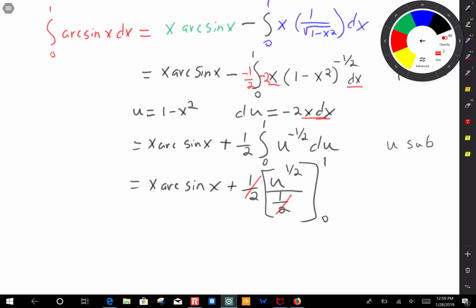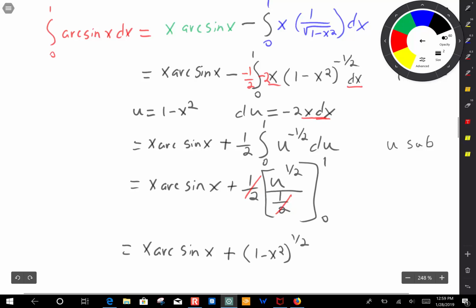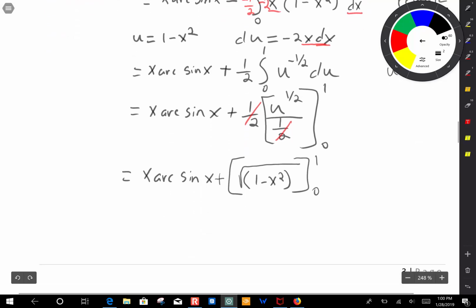Okay? So I'm going to plug back in my u, and I'm going to just rewrite it again. So it's going to be just a lot of rewriting here. X arc sine x plus my u is 1 minus x squared to the 1/2. But you know what? Let's put it back in radical. Instead of 1/2, we know that 1/2 means square root. So I'm going to go square root and then put it in brackets from 0 to 1.